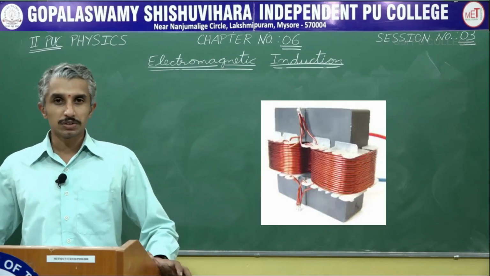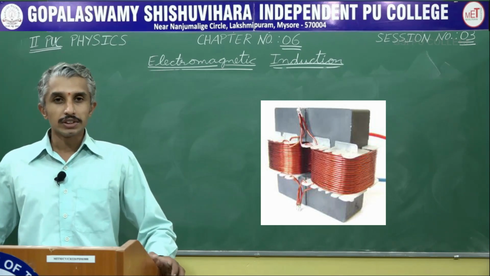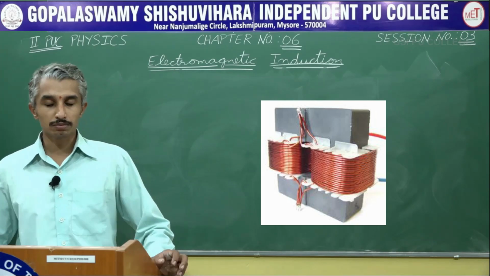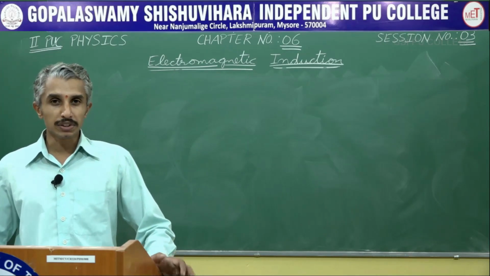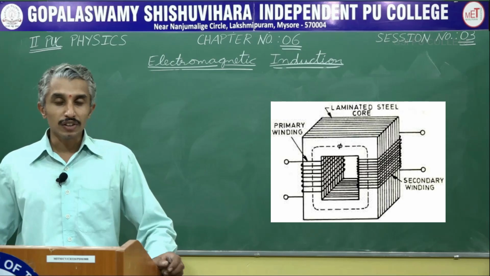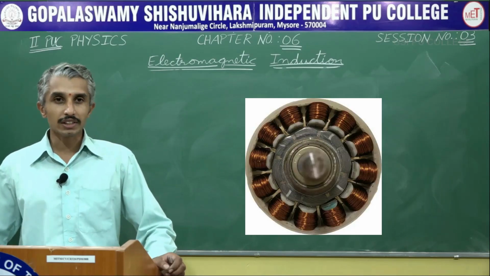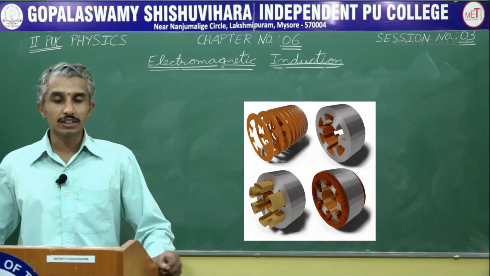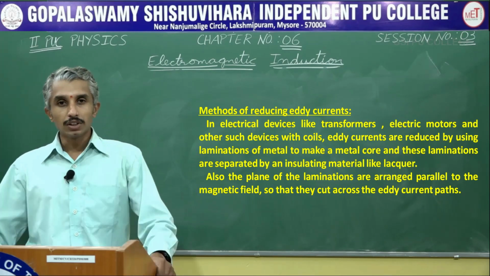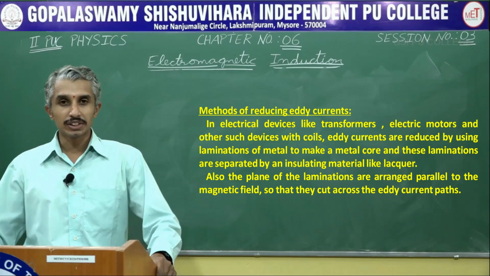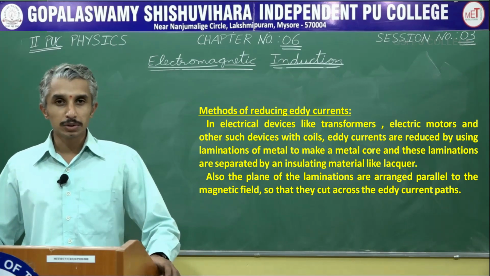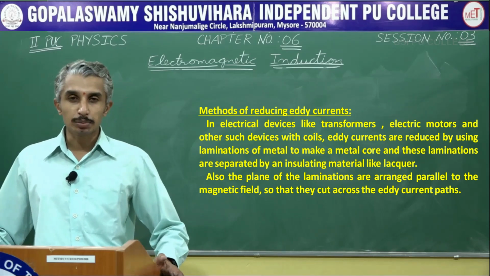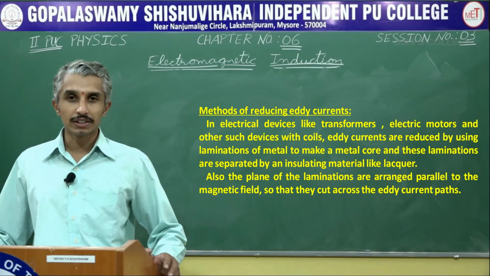Here in the diagram, you see the coils wound in a transformer. So, what they do? Instead of using a bulk metal piece, we make use of laminated metal sheets, and every metal sheet is insulated from one another by using lacquer. Also, the plane of the laminations is parallel to the magnetic field. In this way, the eddy currents are reduced in electrical devices.